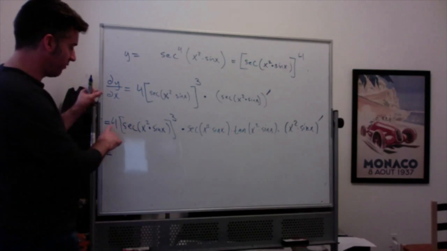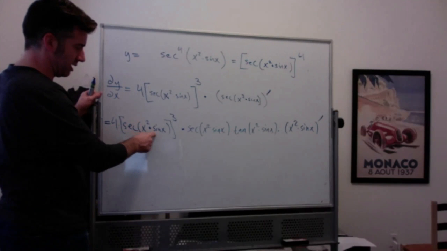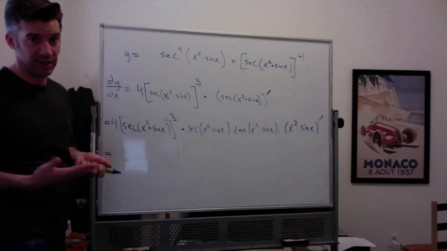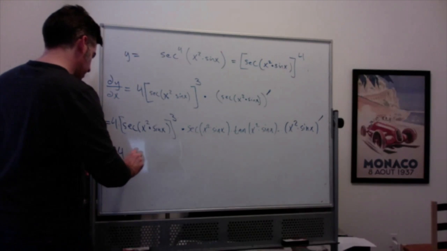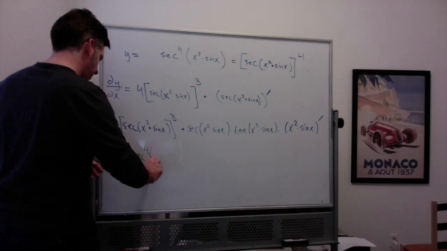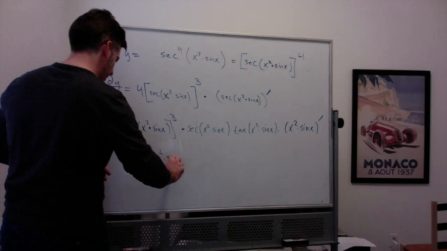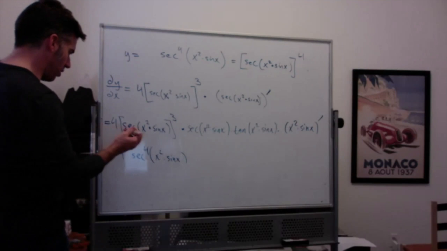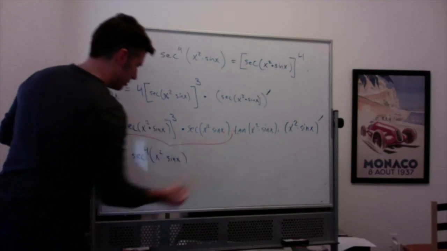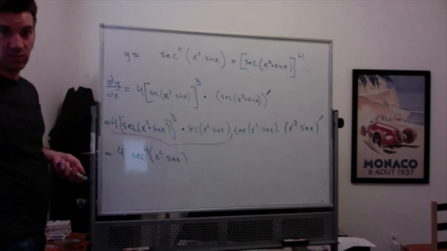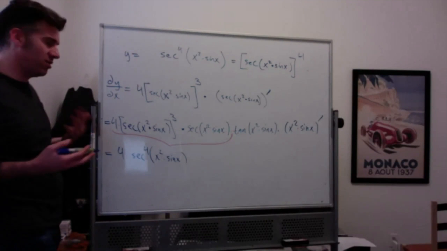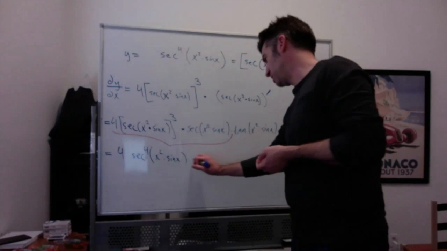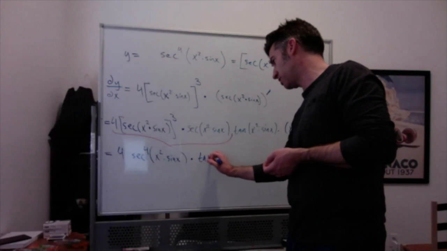So first of all, this is 4 times secant cubed of x squared sine of x times another secant of x squared times sine of x. You could compress that down to 4 times secant to the 4th of x squared times sine of x. If you want to combine it all, and you do, if it's not hard to see the simplification, it's a lot less writing. But we've got the tangent, which we can't combine, and we've just got tangent of x squared sine of x.